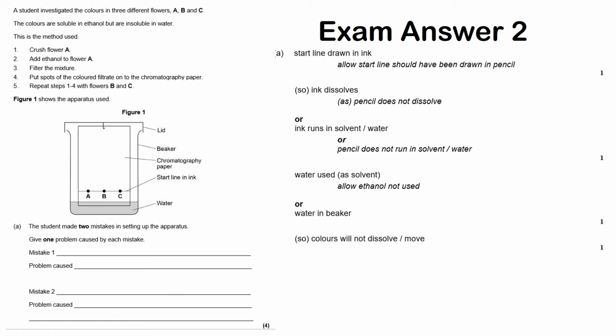The question is, the student made 2 mistakes in setting up the apparatus. Give 1 problem caused by each mistake. So you're going to get a mark for mistake number 1 and then a mark for the problem caused, a mark for mistake number 2 and a mark for that problem caused. So let's start with mistake number 1. Well, the start line is drawn in ink again.